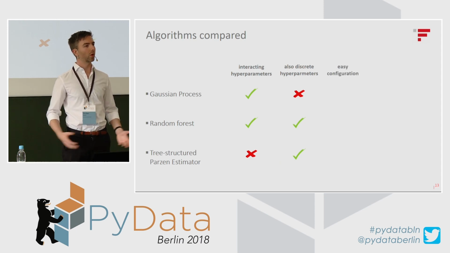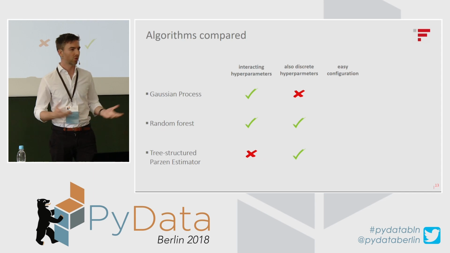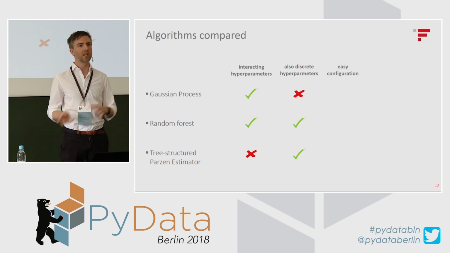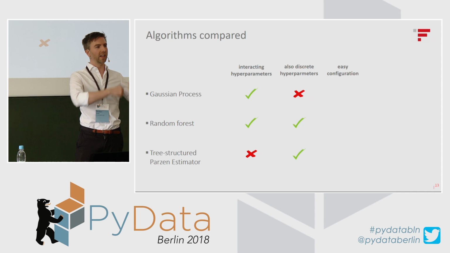Next criterion might be you want to have it easily configured, because the worst thing you need for tuning hyperparameters is an optimizer that has some hyperparameters, again, that you need to tune.